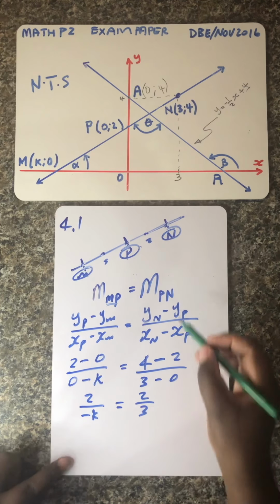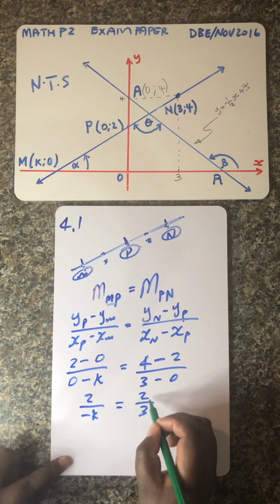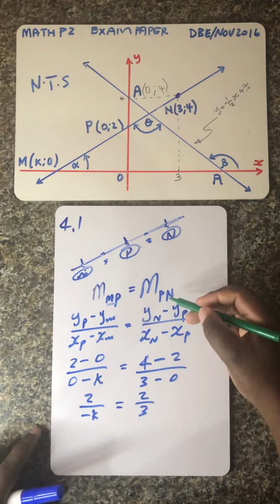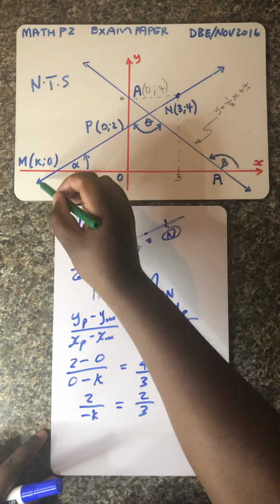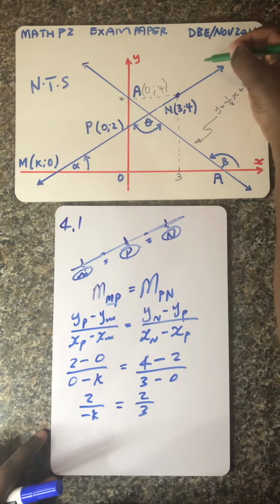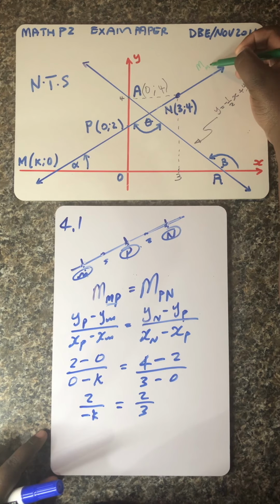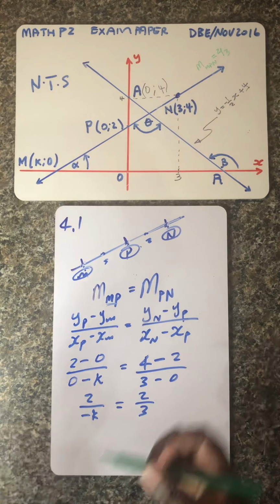Guys, that means the gradient of Pn is equal to 2 over 3. So the gradient of Pn, it means this is Pn. Pn is that point and it falls along that straight line. So that means m, which is the gradient of Pn, is equal to 2 over 3.